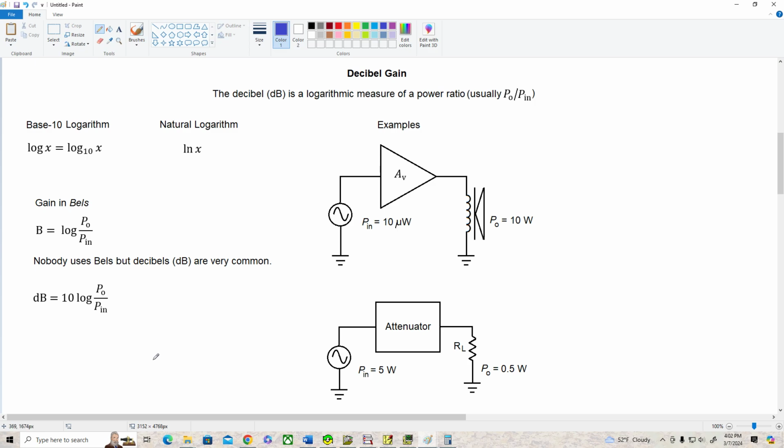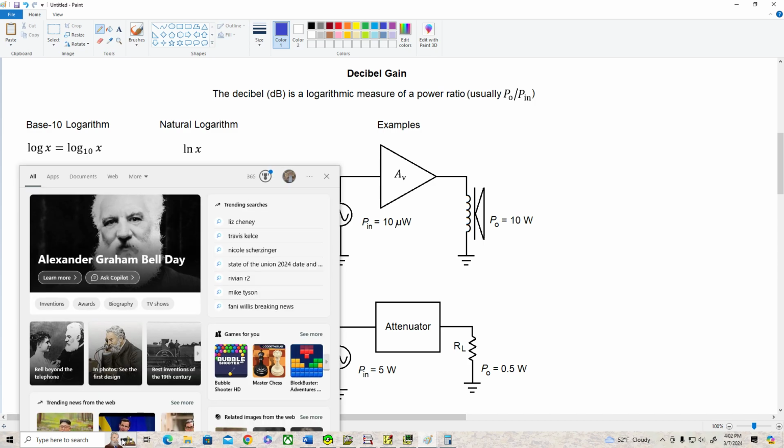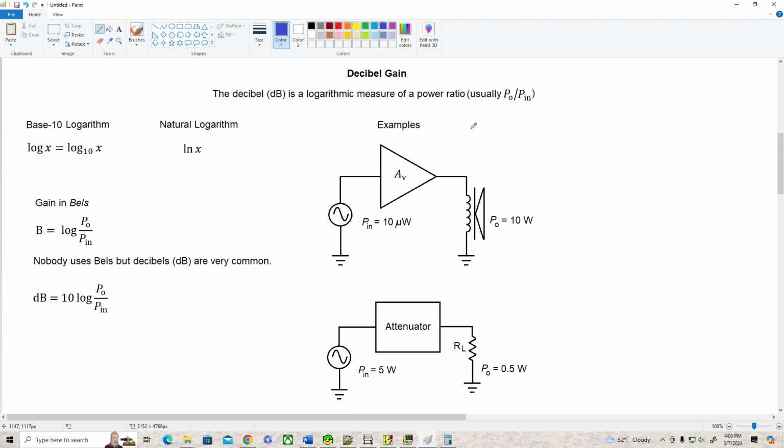Now, coincidentally, as I was making this video, I happened to hover my mouse pointer down here, and look what popped up. It's Alexander Graham Bell Day, and there he is in all of his glory. And that's who the decibel and the bel are named after. Although we only use one bel when we use the unit bel, it is named after Alexander Graham Bell. So, pretty interesting coincidence. All right, now let's just do a couple examples to solidify this information.